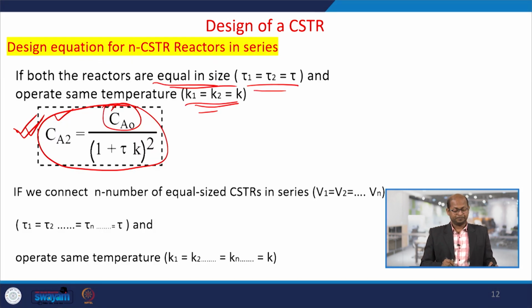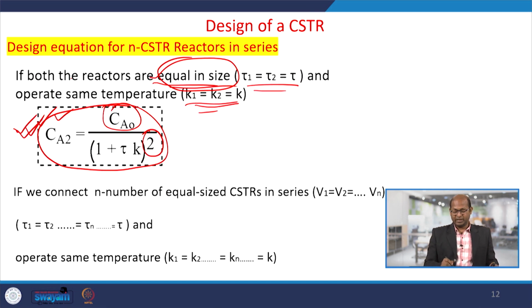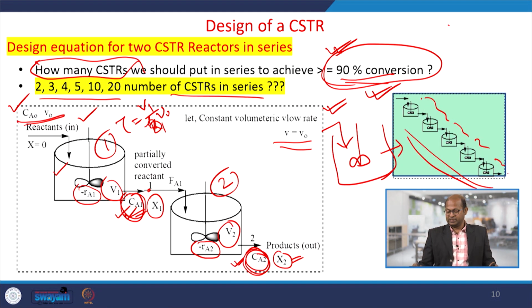Similarly, if we connect n equal size CSTRs in series, here we connected 2 reactors in series, and the final concentration comes this way. If n number of CSTRs are connected in series and all reactors are of equal size, then the final concentration from the nth reactor, we get Can.